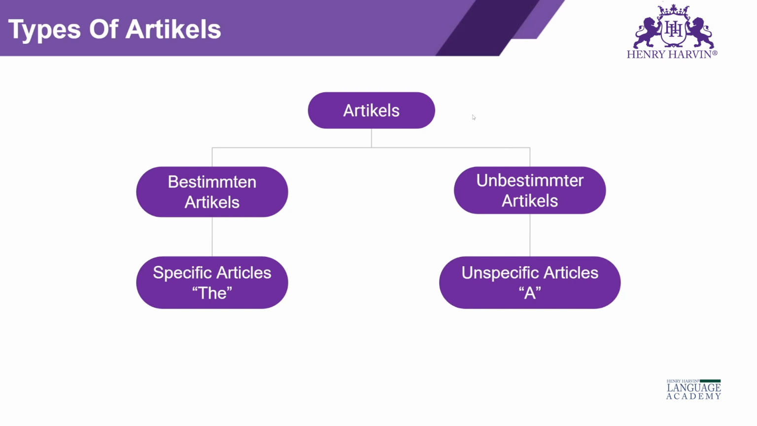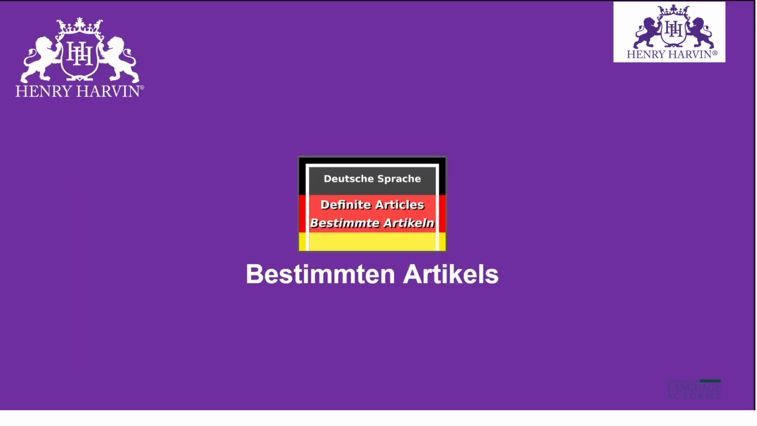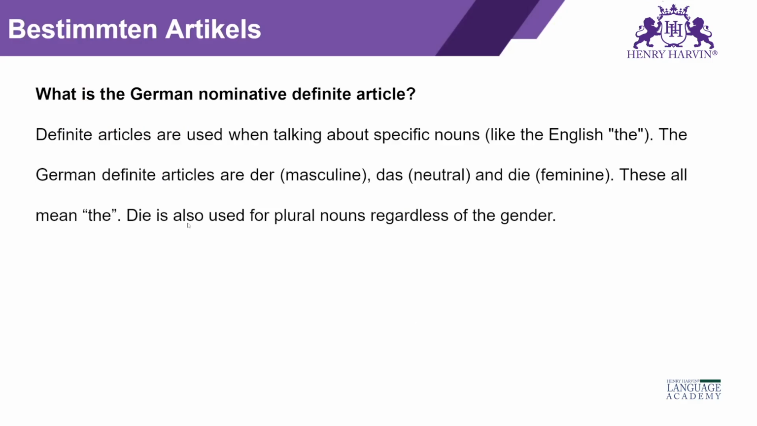First of all, we are going to talk about the articles. How many types of articles do we have? We have 2 types of articles, bestimmten and unbestimmten. Bestimmt is the and unbestimmt is a. Likewise in English we have the articles, but not 3. We have 2. We don't have an in German. So first of all, we are going to talk about the bestimmt, the definite articles.